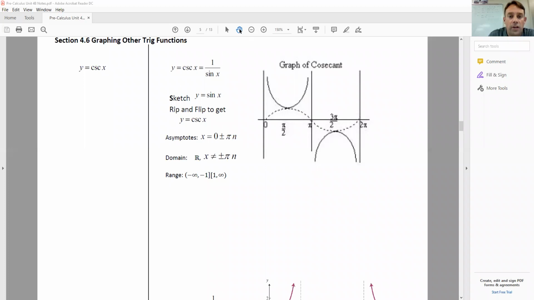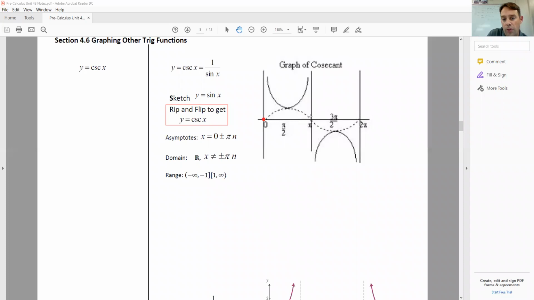So, as far as the cosecant goes, when we go to graph cosecant, the biggest thing to remember is that cosecant is the reciprocal of sine. So what we end up doing on this is we end up graphing sine, and then we do something called rip it and flip it. And I'll show you what that means here.